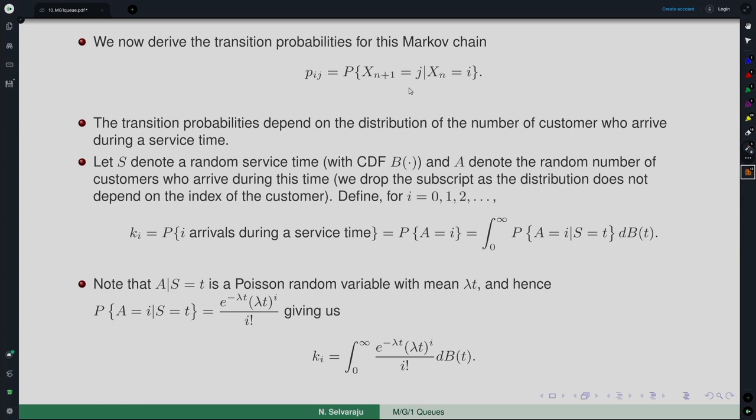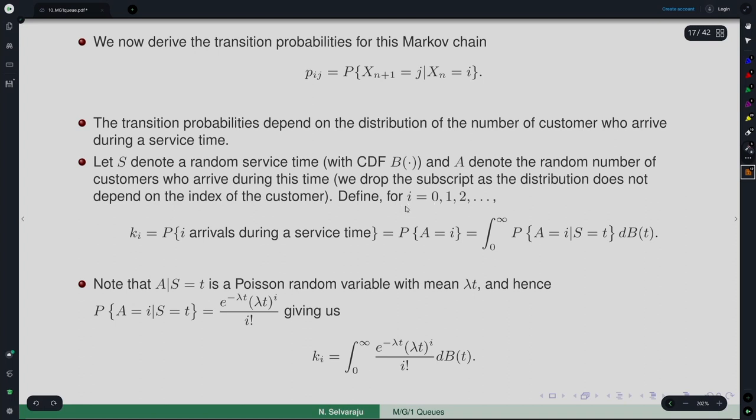Now, for the nth or (n+1)th or some kth customer, the index does not play a role as far as the distribution of the service time is concerned, because they are all IID. So, we drop the subscript n and we consider A and S. S is the service time, which has a cumulative distribution function that we denote by B, and A denotes the random number of customers who arrive during one service time, because all of them are IID.